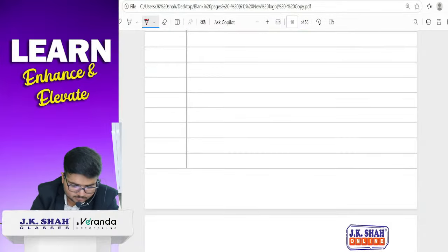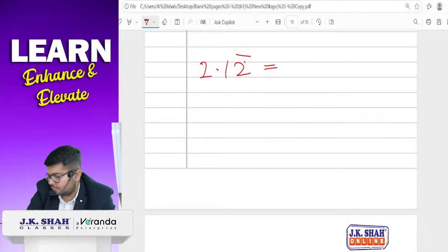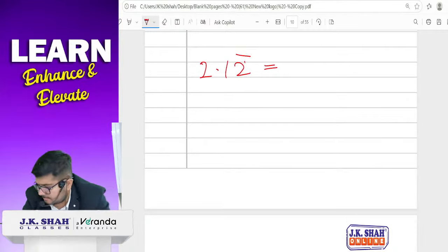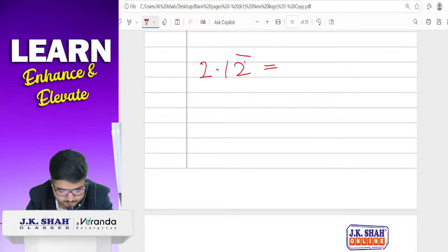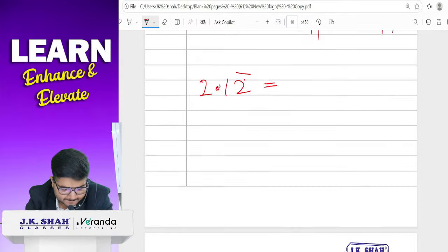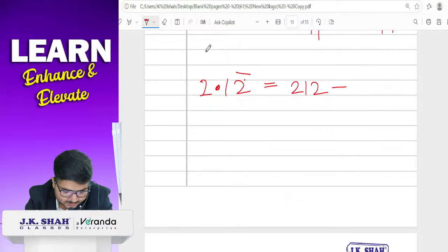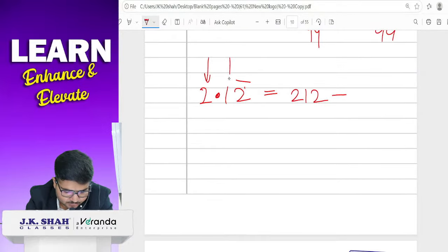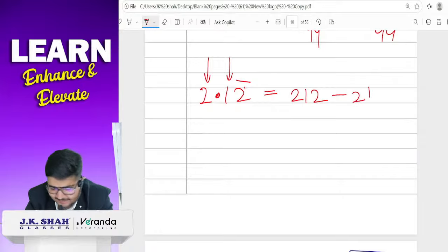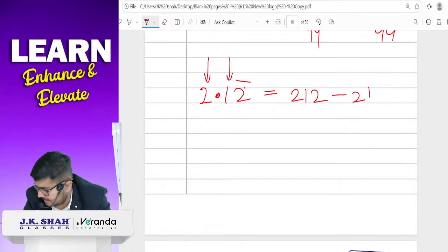Now let us do one more sum. 2.12, only bar above 2 only. Let us do this sum. Now please focus. Same steps. Write the number itself, subtract the non-repeating number. Which is the number which is not repeating? Sir, there are two numbers which are not repeating, this 2 and this 1. So you have to take this as 21.